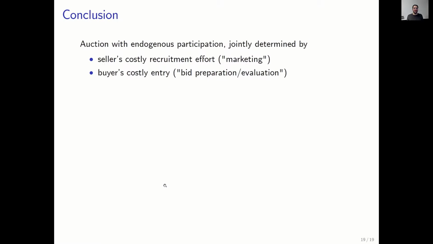Good, so we're done. So here we go. We studied a standard auction model. There's a seller, there's a number of bidders, but the number of bidders is not exogenously given. We want to study informal market scenarios, and there we think that the number of bidders is jointly determined by the seller's recruitment effort, marketing, search, sale, and the bidders' costly entry decision. Not every bidder who's contacted will want to participate.